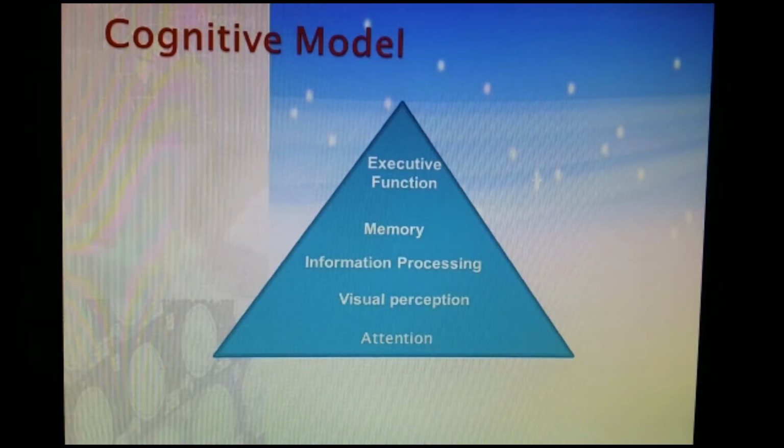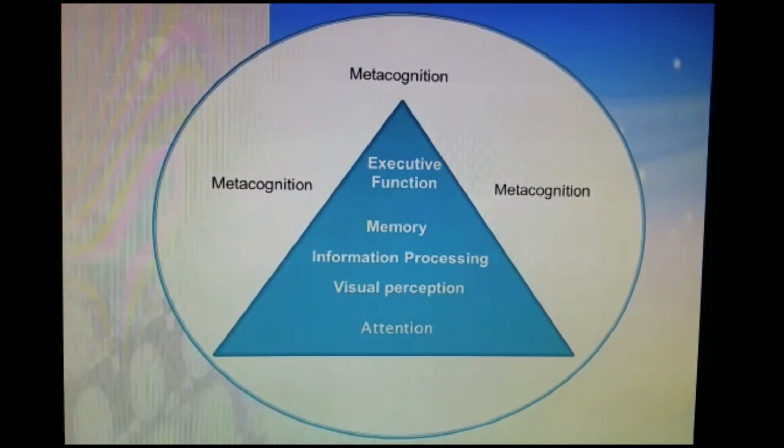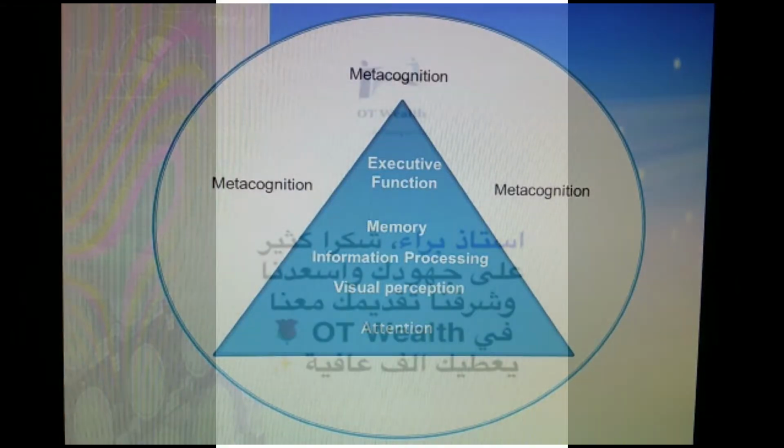So again, if we look at this pyramid, we have these categories. Where do we need to fit metacognition? Where should it fit? Shall we put metacognition between memory and the executive function? Shall we put it at the top of the pyramid? Shall we put it above attention? So where should we fit metacognition? Again, we adjust the pyramid, and we have here oval shapes, where metacognition is surrounding.